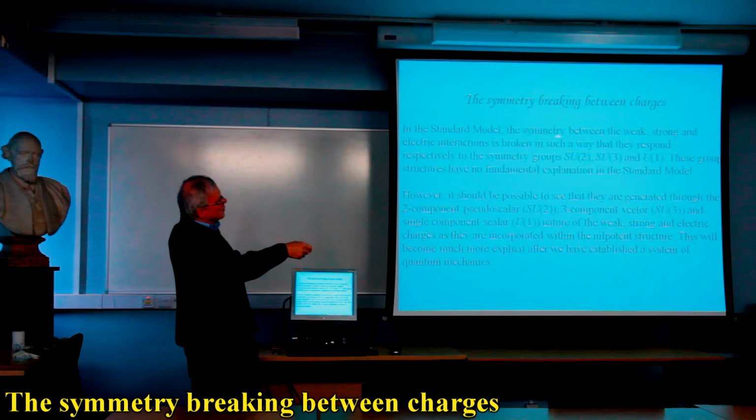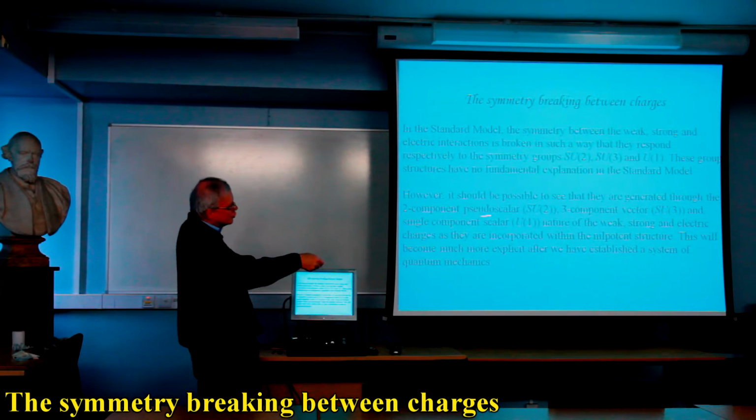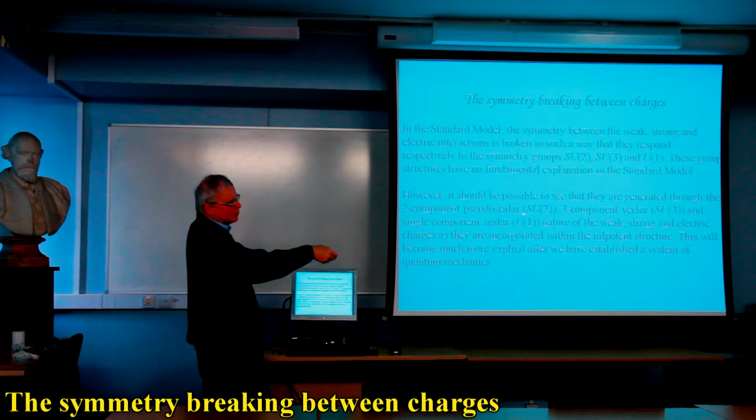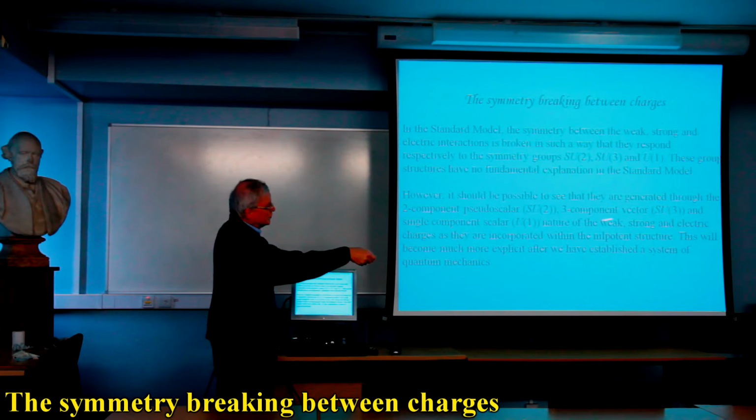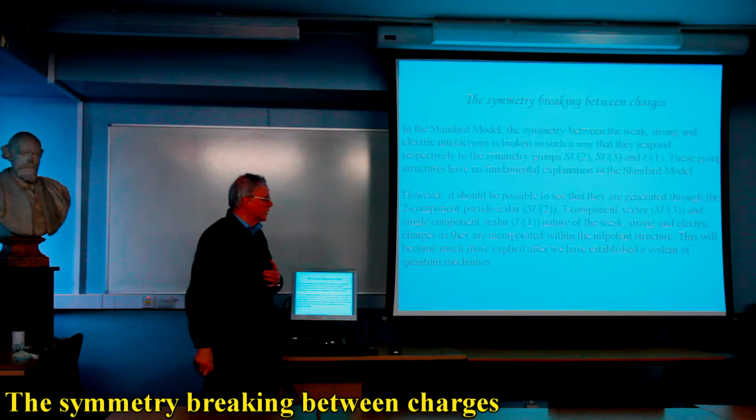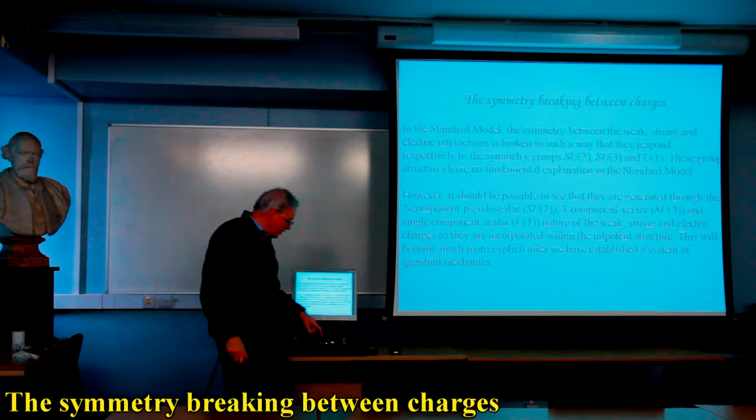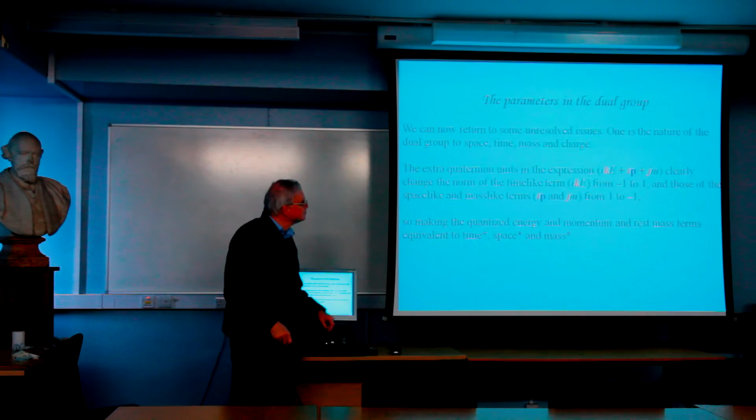So these are SU2, that's the weak, SU3 and U1. Those structures are related to that. A 2-component pseudoscalar will give us SU2, a 3-component vector will give us SU3, and a single component scalar will give us U1. And they're all contained within the structure.